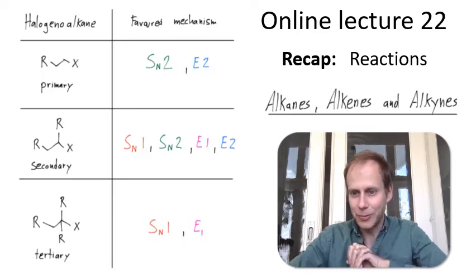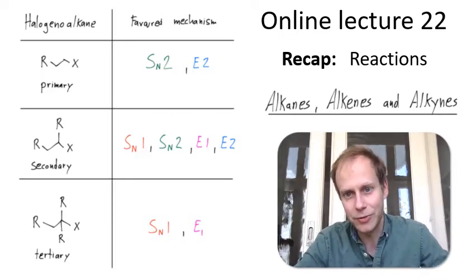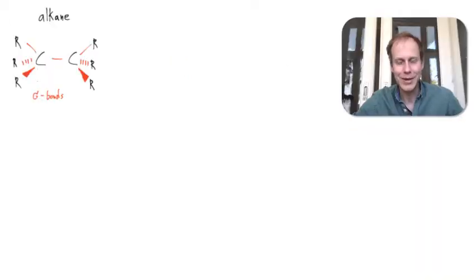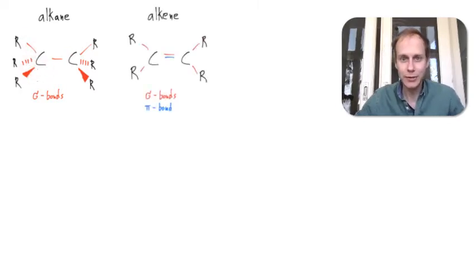So this week we start with a discussion about reactions with alkanes, alkenes, and alkynes. What is the difference between alkanes, alkenes, and alkynes? An alkane is made up of only sigma bonds, in red here. These are two carbons and they are both sp3 hybridized, and those form three sp3 sigma bonds to the surrounding groups. On the other hand, in alkenes, the carbons are now sp2 hybridized.